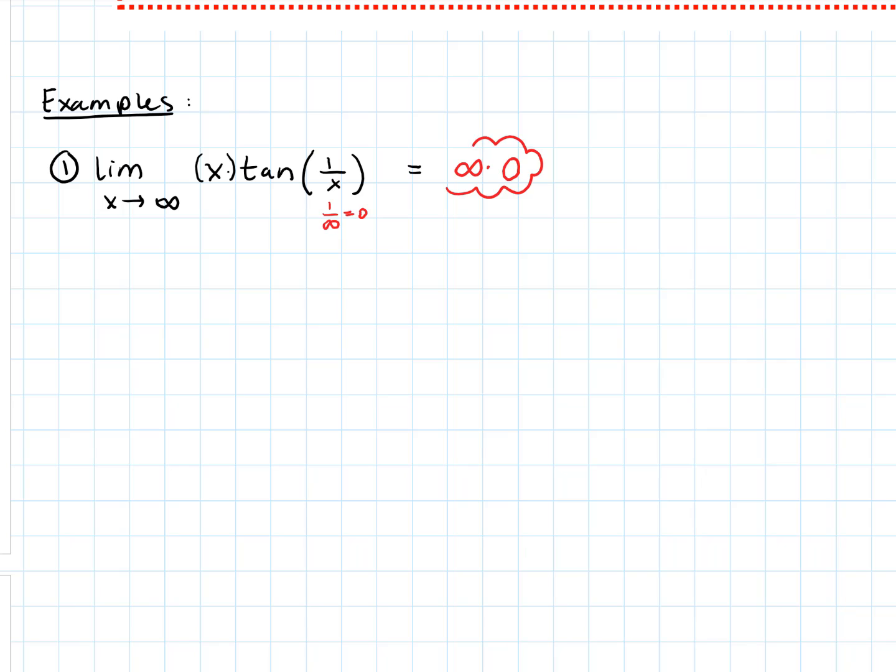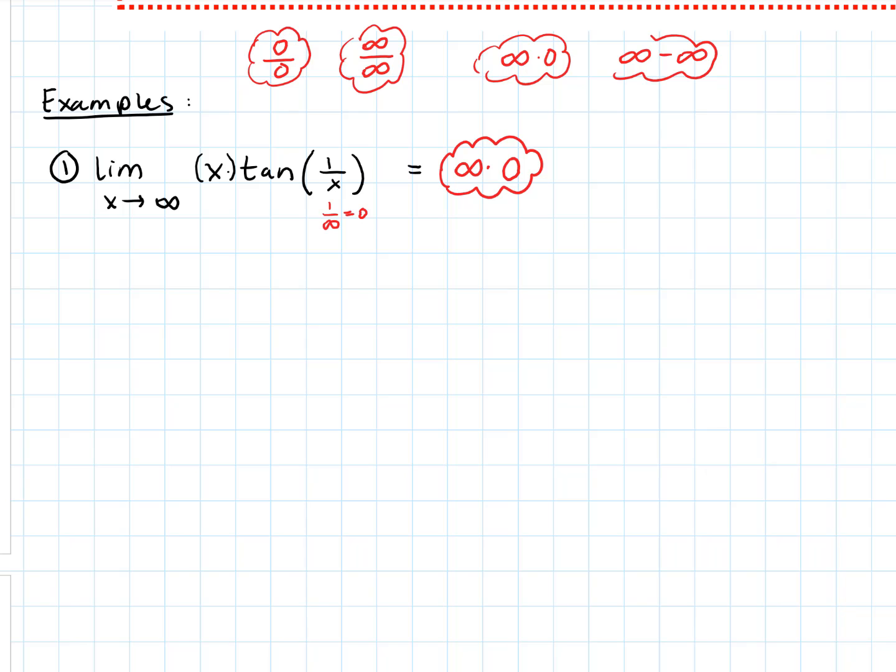Now that is indeterminate. It might be useful at the top of your paper, as you're working with limits, to write our indeterminate forms. We have 4 of them so far: 0 over 0, infinity over infinity, infinity times 0, and infinity minus infinity. All of these are the indeterminate forms that we've worked with up to this point and talked about being indeterminate. So those are our indeterminate forms right now.